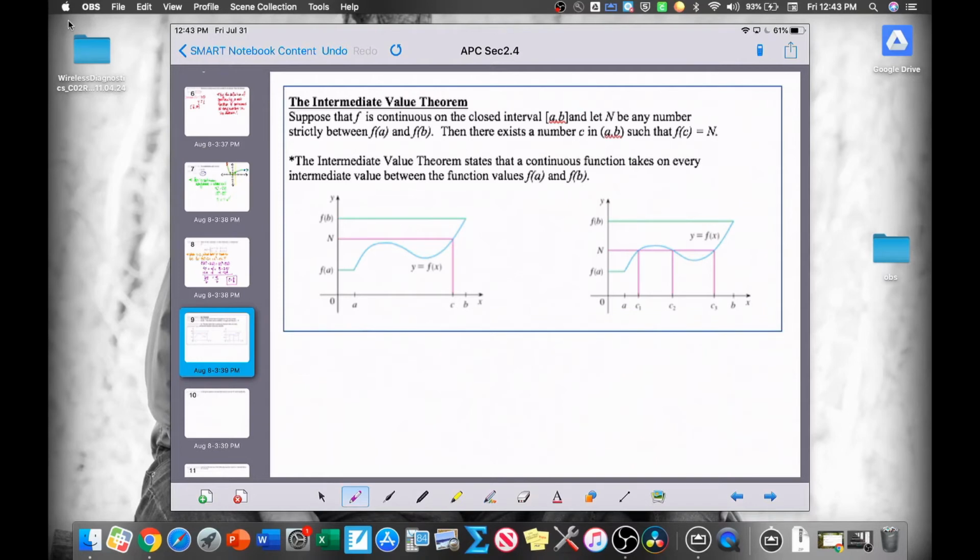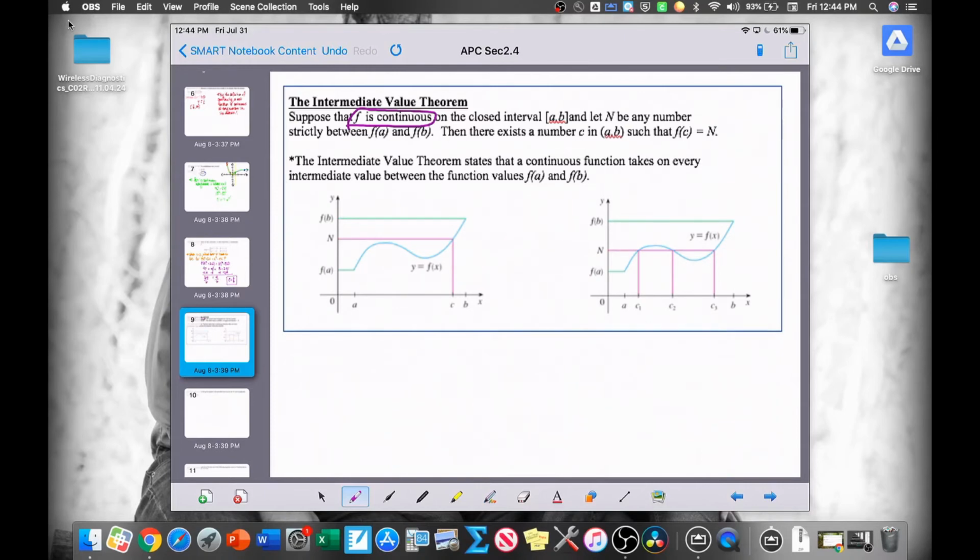The Intermediate Value Theorem says that suppose f is continuous, and that is really important. If we're applying the Intermediate Value Theorem, f has to be continuous on the interval that we're looking at, passing the lift-the-pencil test. Then n is any number between f of a and f of b, where the interval is x equals a to x equals b. There has to exist some number c in my interval a to b such that f of c is equal to n.